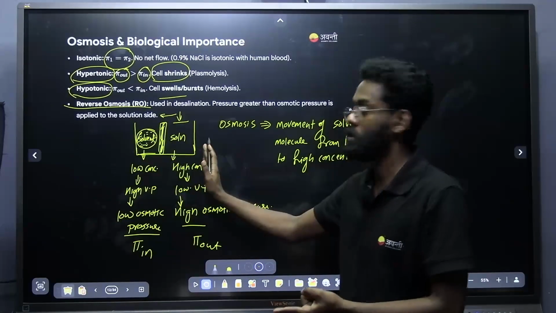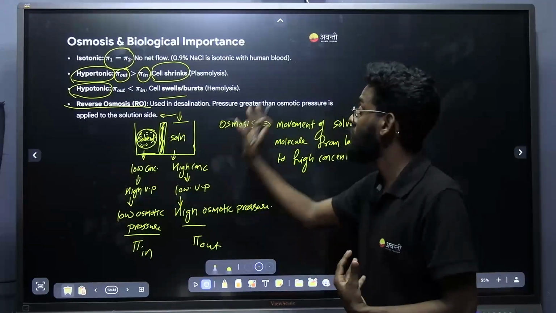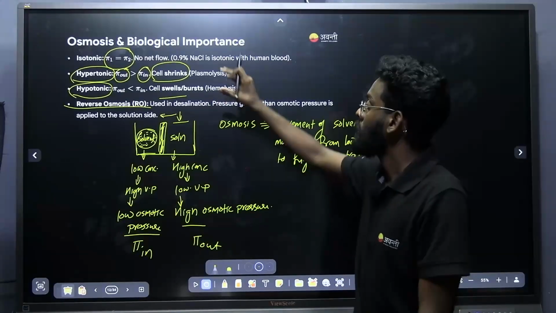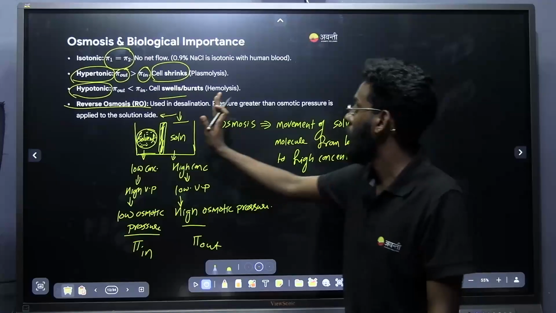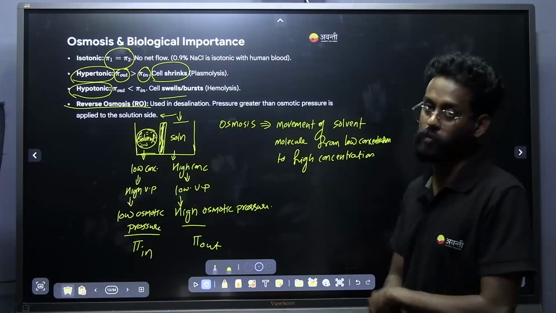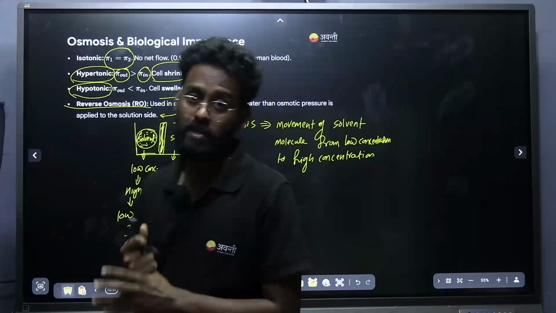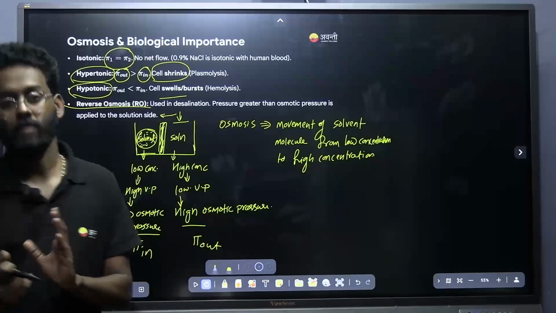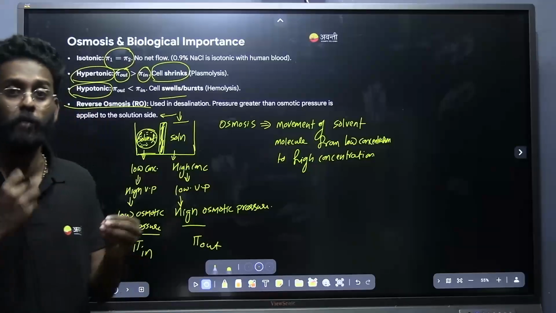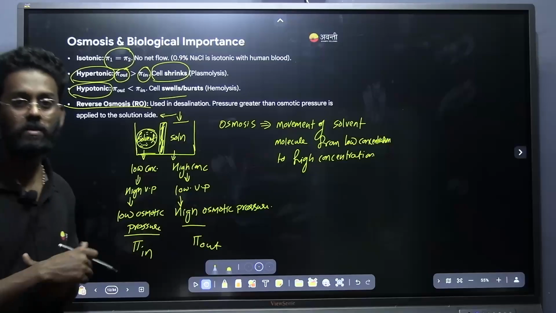Osmosis is from solvent to the solution, or from low concentration to high concentration. And if I am giving a pressure which is greater than the osmotic pressure, the solvent molecule will move from higher concentration to lower concentration. That is what we call reverse osmosis, and it has a very good application, that is desalination. In the Gulf countries, in which water has salt content, to get pure water from the salt water, we use the concept of reverse osmosis.